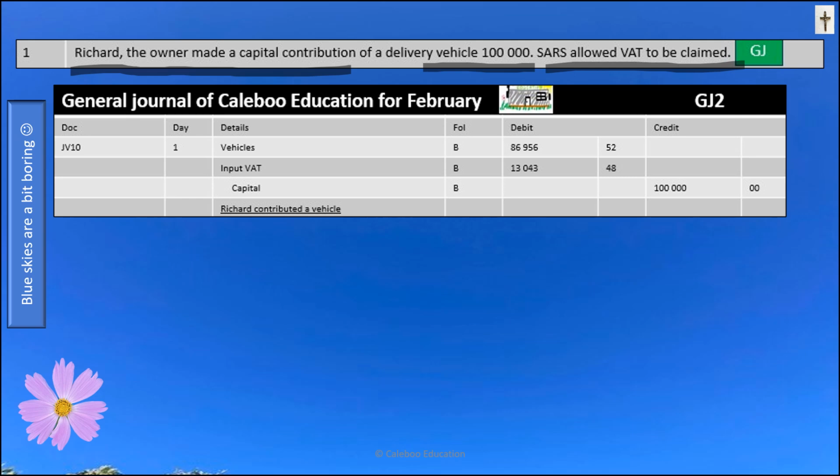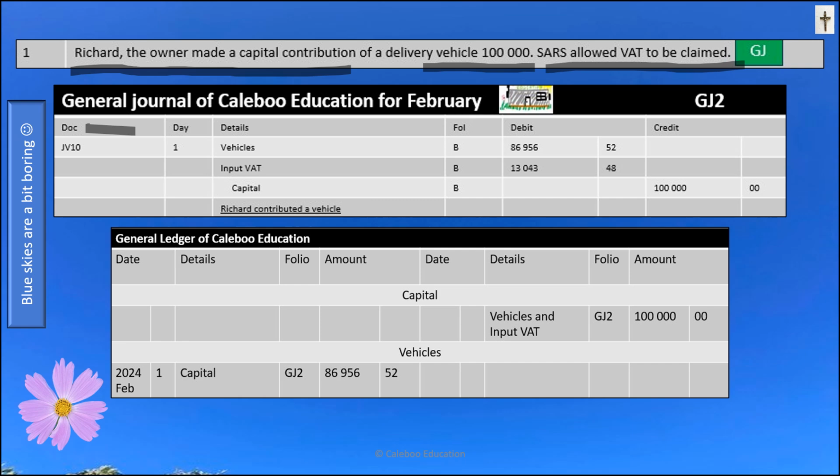But there's the transaction recorded in the general journal. Now, the next step is to take the information from the general journal and take it to the general ledger. And there's the general ledger. And don't forget, the left hand side is the debit side and the right hand side is the credit side.